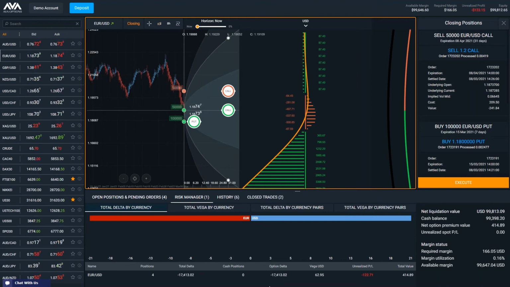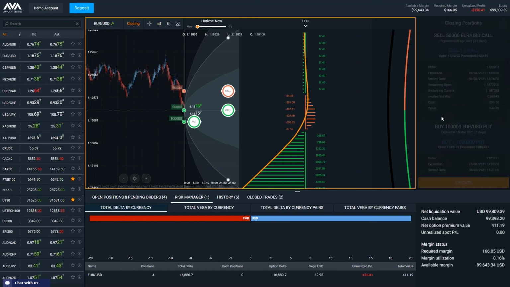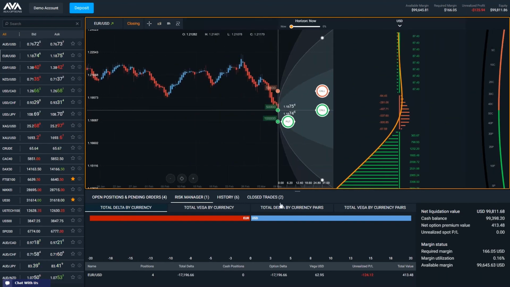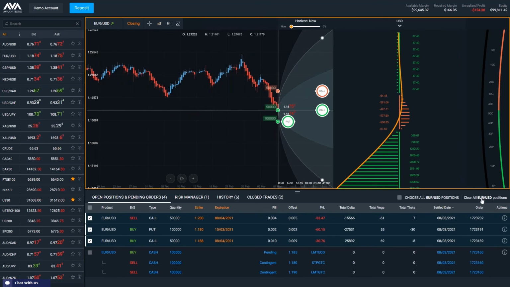We're short 17,000 equivalent. Our Vega means we're long volatility. We're net, we bought options. As implied volatilities move higher, we're going to make money. Our unrealized P&L, just from the bid-ask spreads, is $126. That's options trading. Now let's move on to something else. I'm gonna go back and look at our open positions and clear everything.